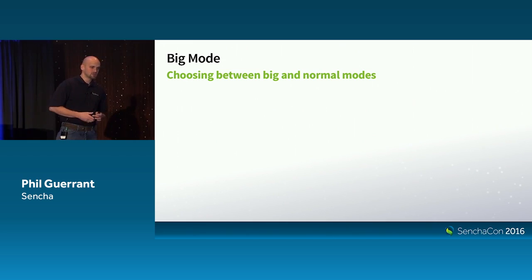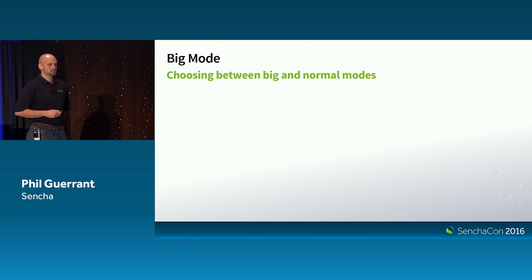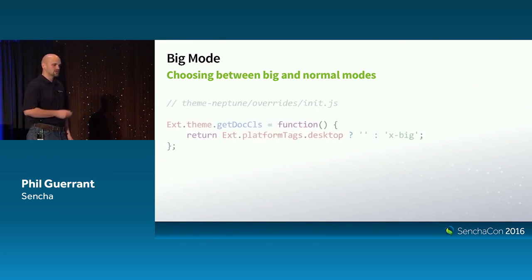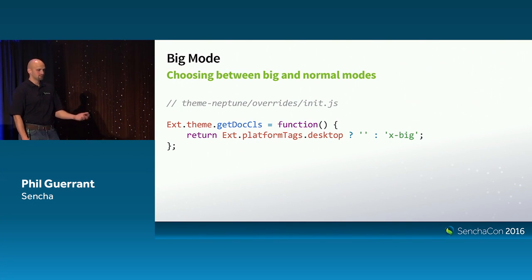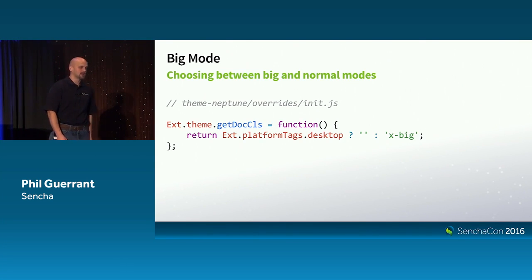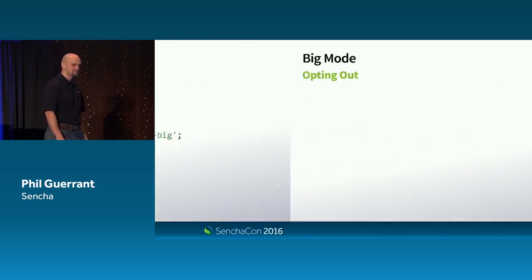So how does the theme choose between big and normal modes, and how can you customize that? Well, there's a function that allows you to do that, and we put that function in our theme overrides directory in an init.js file. And this function is called ext.theme.getDocCls. And it simply returns the x-big class under certain conditions. In this case, on desktop, it's normal, and on phones and tablets, it's big.